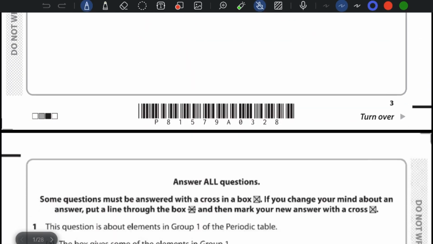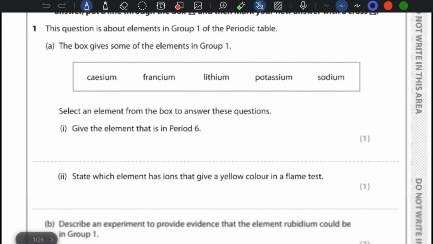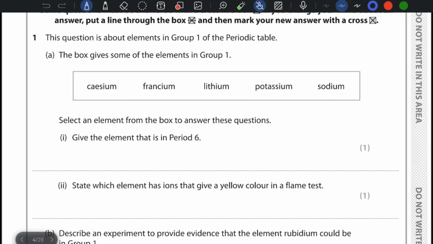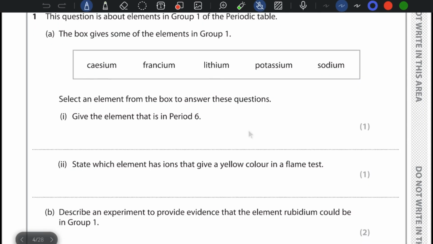Let's start with question 1. Question 1 says, this question is about elements in group 1 of the periodic table. The box gives some of the elements in group 1: cesium, francium, lithium, potassium, sodium. Select an element from the box to answer these questions. First one, give the element in period 6.